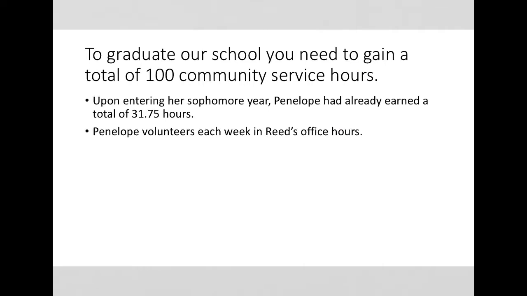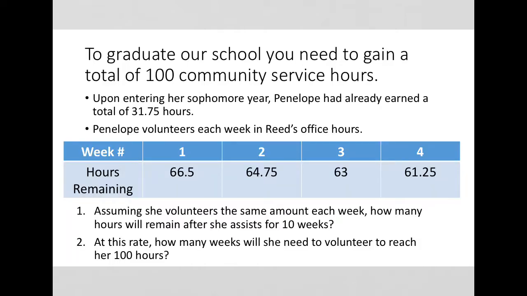To graduate our school, you need to gain a total of 100 community service hours. Upon entering her sophomore year, Penelope had already earned a total of 31.75 hours. So if you think about what that means, if she has already completed or earned 31.75 hours, she has 68.25 hours remaining. Now Penelope is going to volunteer in my office hours. It's very nice of her. And let's think about what Penelope needs to continue through and finish up her community service hours.